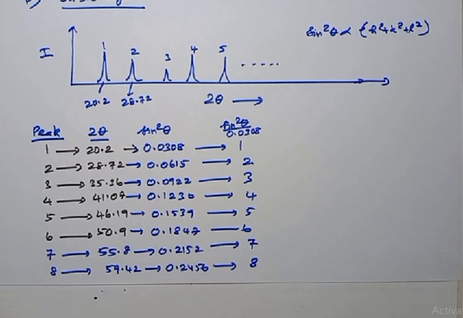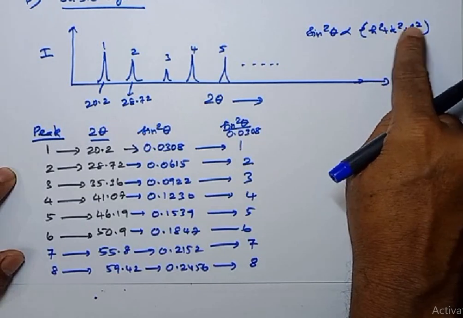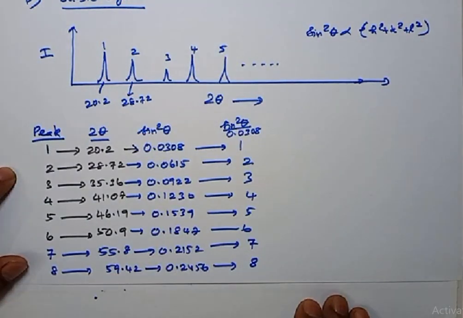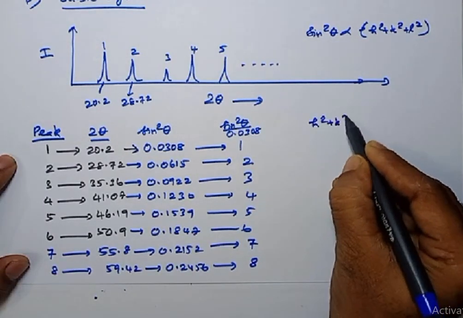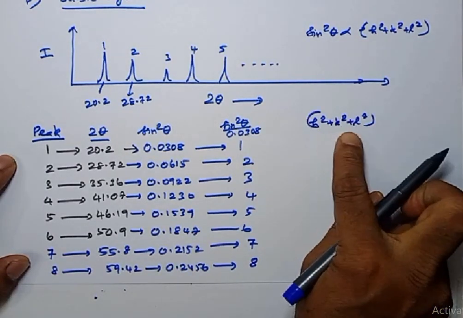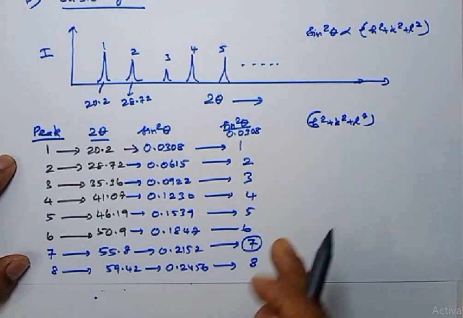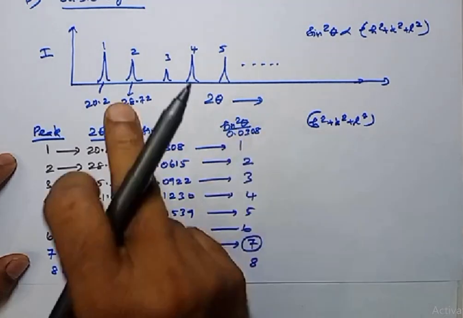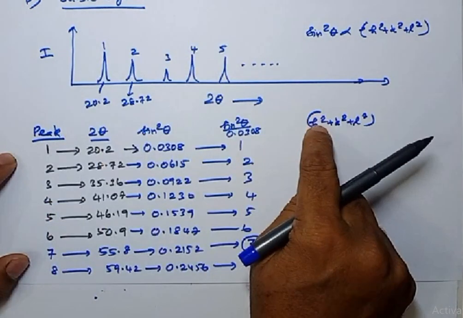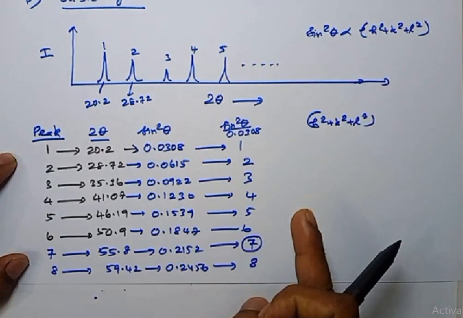Now observe carefully. Observe these numbers. Listen, these numbers are proportional to h square plus k square plus l square. But we know very well h square plus k square plus l square cannot be 7, correct? Am I right? Are you able to follow? I have told you already, for cubic crystals, h square plus k square plus l square cannot be equal to 7, cannot be equal to 15. I told you, right?